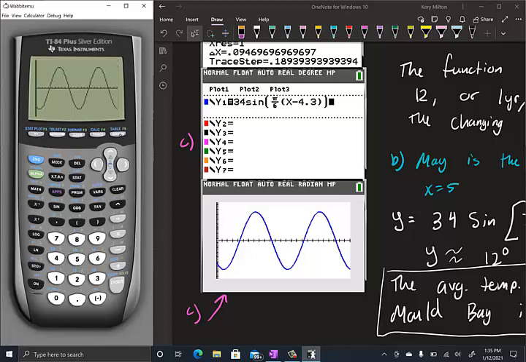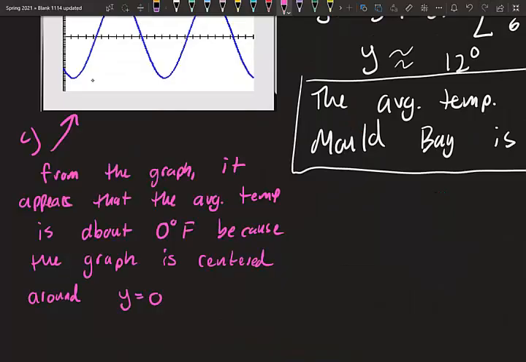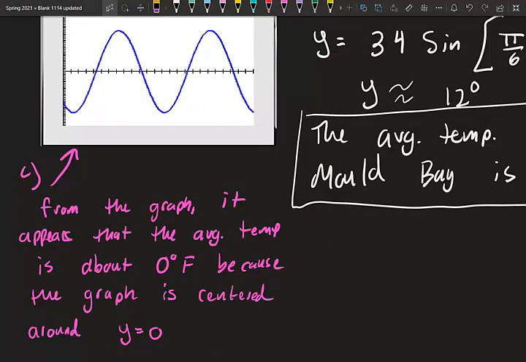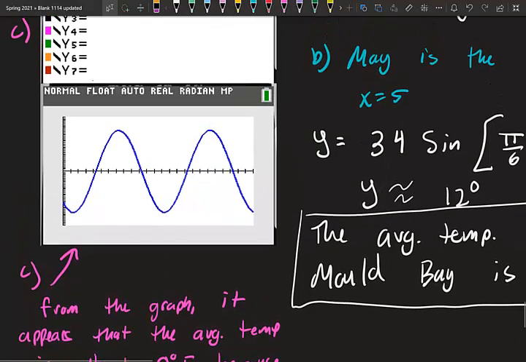So do you notice that it kind of straddles the 0 line, x at 0, right? It goes just above 0, back to 0, down, up, back to 0. You see how it's always coming back to 0, and it's kind of like the halfway mark. If you folded it over, isn't it going to go like halvesies? So from the graph, it appears that the average temperature is about 0 degrees because the graph is centered around y equals 0.